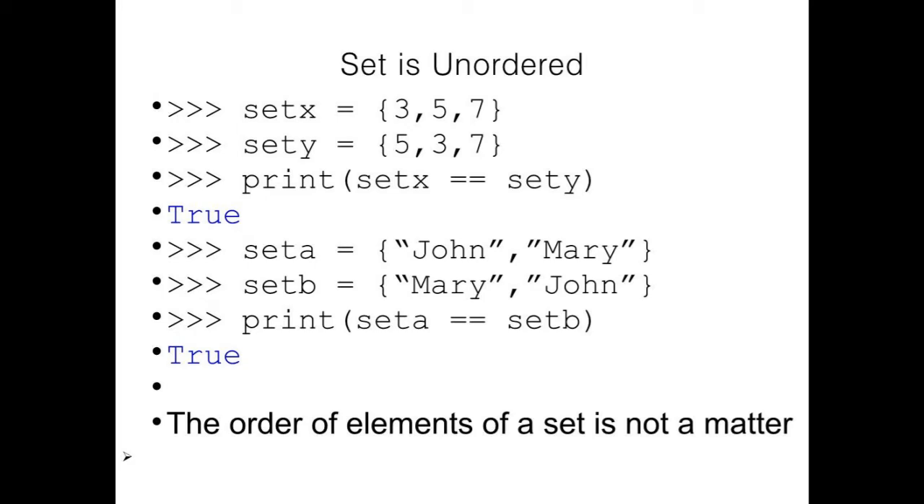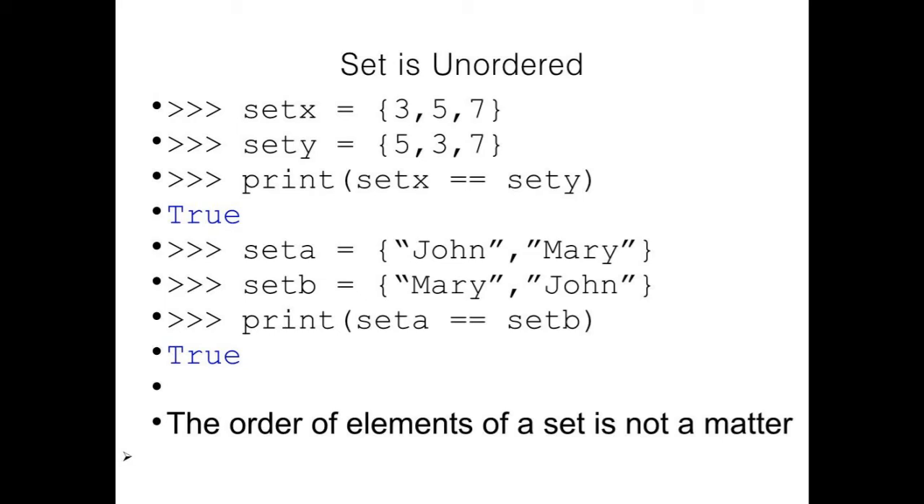So if we make a comparison between set x and set y, even though the order of the element is different, it consists of the exact same elements. So Python sets consider them as identical. So if you make a comparison, the result that you're getting is true. They are the same. So set x and set y is exactly the same, even though their order is different.